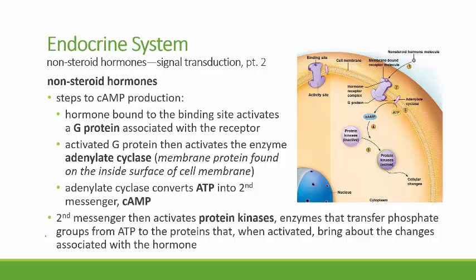These are enzymes that, when they are activated, can transfer a phosphate group from ATP that's found inside the cell to other proteins. So once we phosphorylate, or add these phosphate groups to, the proteins, those phosphorylated proteins are going to bring about whatever change we associate with that non-steroid hormone. Whew, I know that's a lot of steps.